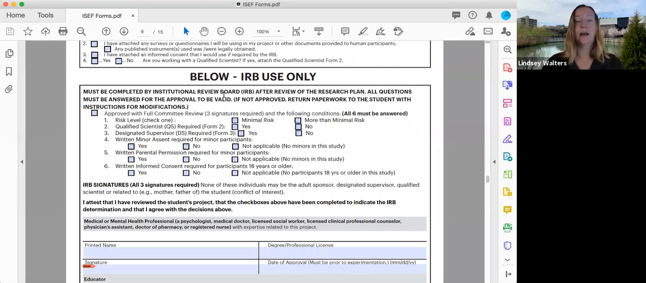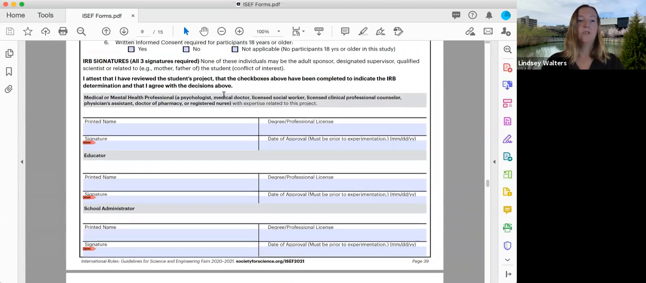Again, you can form an IRB at your school. If you're not able to do that, you can contact the Scientific Review Committee and we can help you. But most people choose to have people at their school review the project. So the IRB committee must include at least 3 people. And the 3 people are listed here.